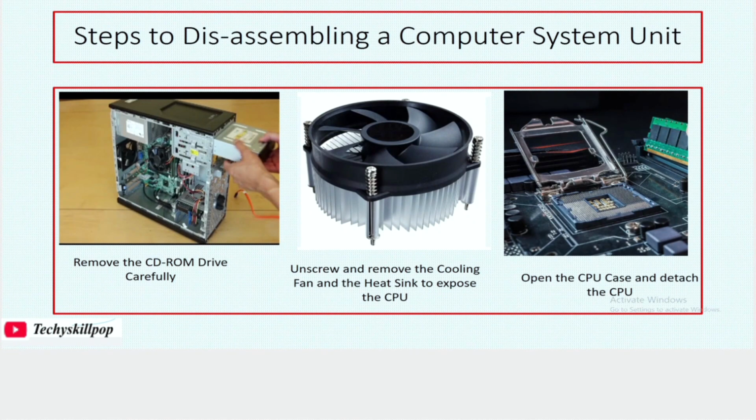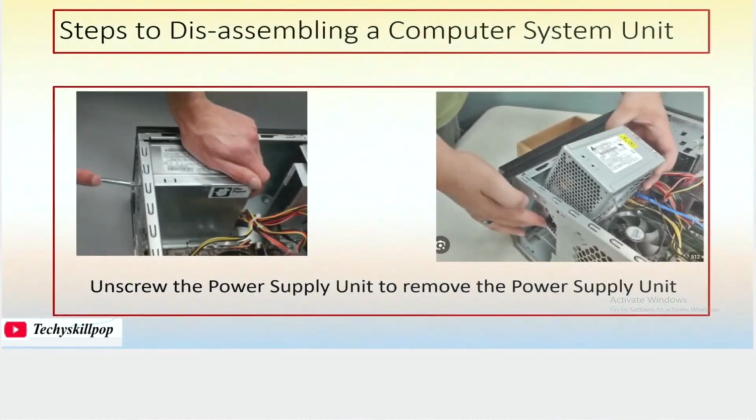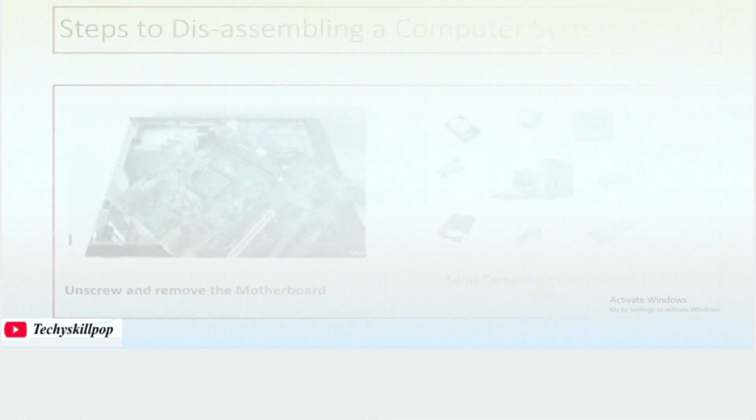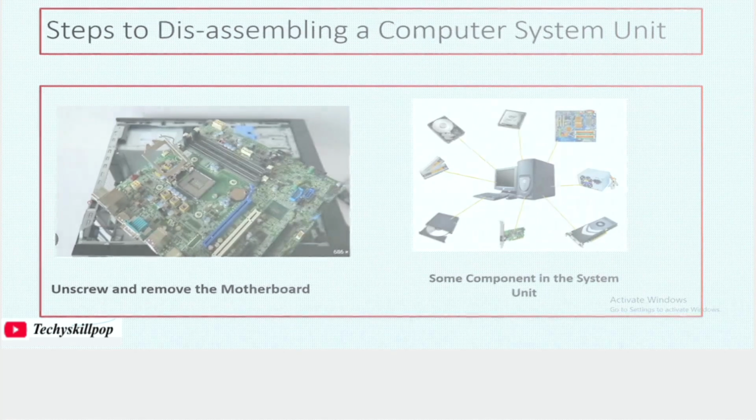Unscrew and remove the cooling fan and the heatsink to expose the CPU. Open the CPU case and detach the CPU. Next is to remove the power supply unit. Unscrew the power supply unit to remove the power supply unit. Then unscrew and remove the motherboard. These are some of the components that we have removed from the system unit.